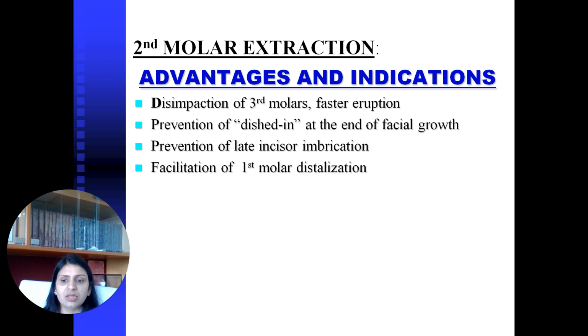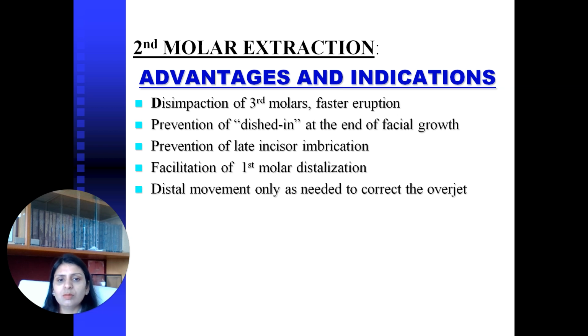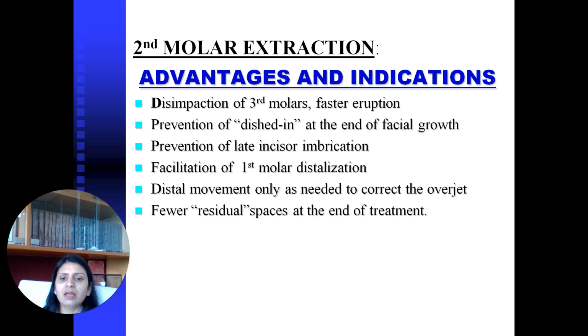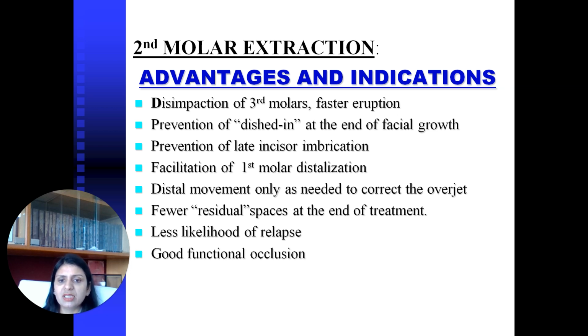Facilitation of first molar distalization. In fact, a few people prefer extracting second molars whenever they want to go for molar distalization because that eases the molar distalization. However, again, this is a controversial topic. Distal movement only is needed to correct the overjet, so we extract the second molars. And then there are fewer residual spaces at the end of treatment, because the space we are gaining is in the posterior region. So at the end of treatment, that space can again be used by the third molar. Less likelihood of relapse.